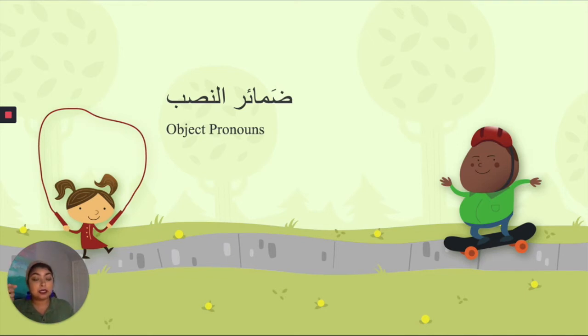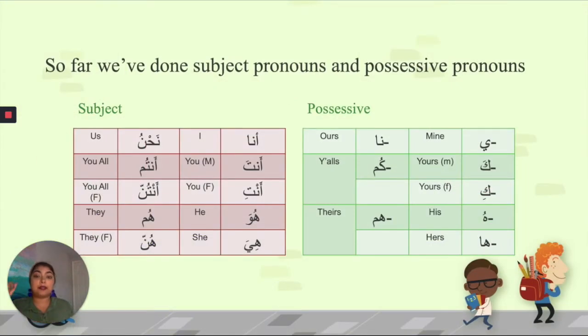ضمائر النصب are object pronouns, okay? And object pronouns are pronouns that we attach to a verb. Possessive pronouns are pronouns we attach to nouns. Object pronouns are pronouns we attach to verbs. Okay? So let's look at the pronouns we've done so far.